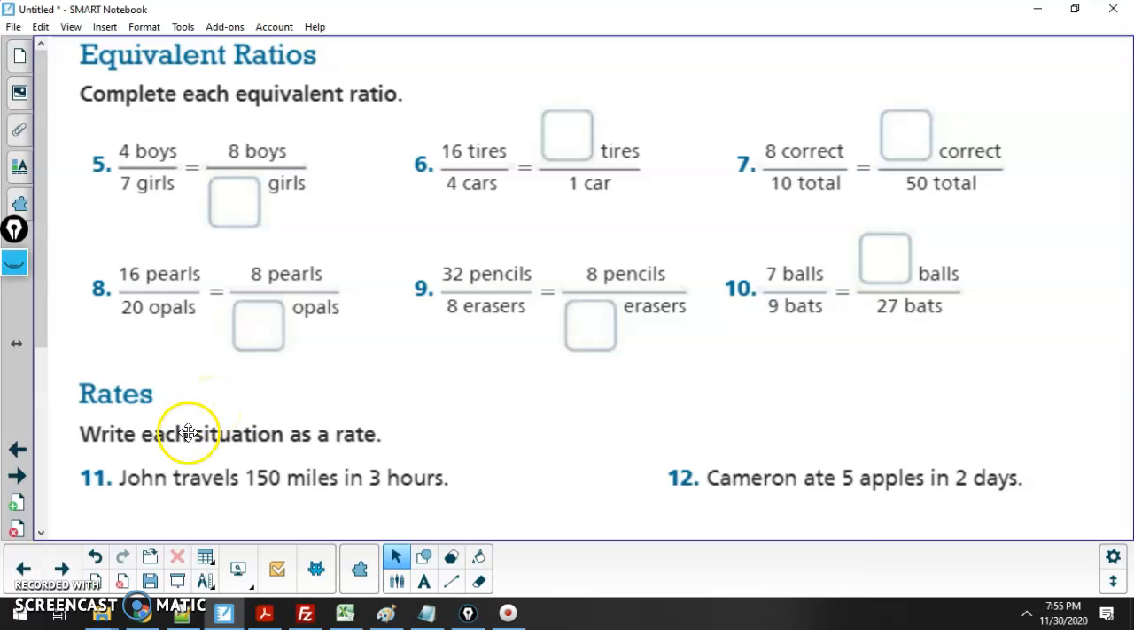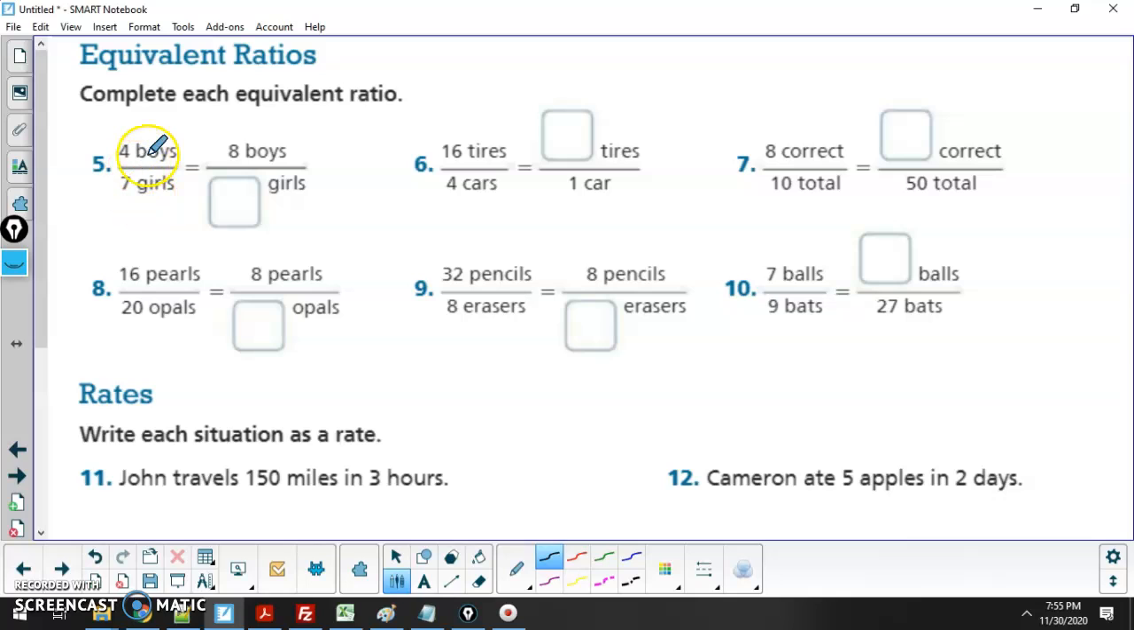Here are some things that you should be able to do. So let's see if you can figure these ones out here. You can pause the video and go ahead and try to figure out 5 through 10. All right, if you have no clue what you're doing, it's all right. Here, let me show you how to do one, and then you could pause it and do some more of them.